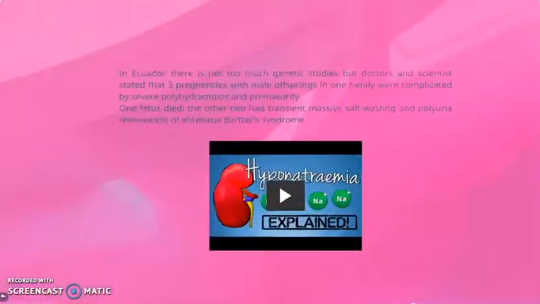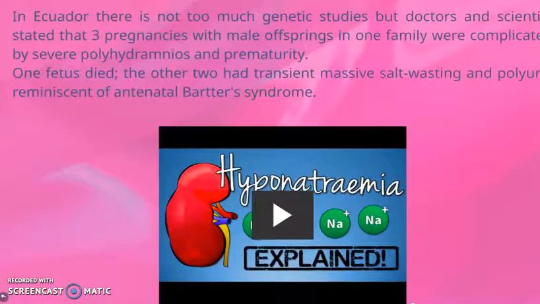Applications in medicine. In Ecuador, there are not many genetic studies, but doctors and scientists state that 3 pregnancies with male offspring in one family were complicated by severe polyhydramnios and prematurity. 1 fetus died. The other 2 had transient massive salt wasting and polyuria.